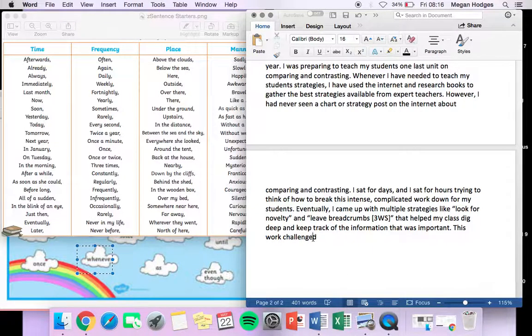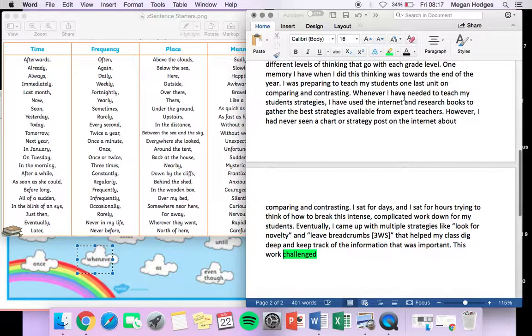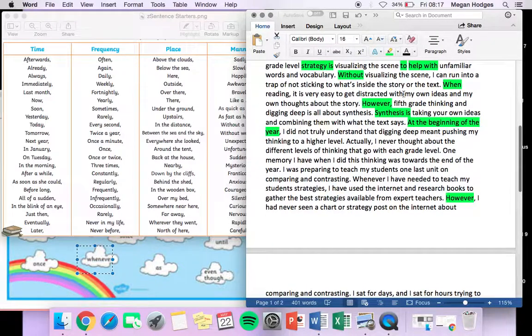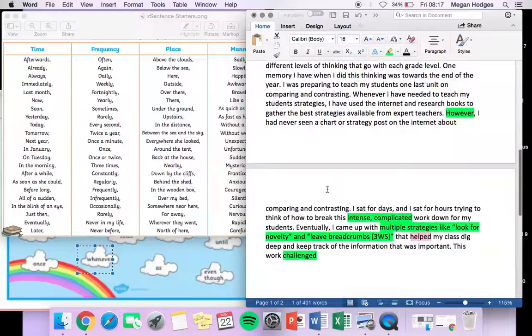And I'm using words like challenged. I'm telling you why this experience was important. And I told you more about the struggle that I was having. And I told you things like intense and complicated. So I kind of set a mood or tone in my own writing. But look, I still talked about some strategies from my memory. And here's this word again. I used it earlier, right? Helped. Yep. So helped or useful, use that word.